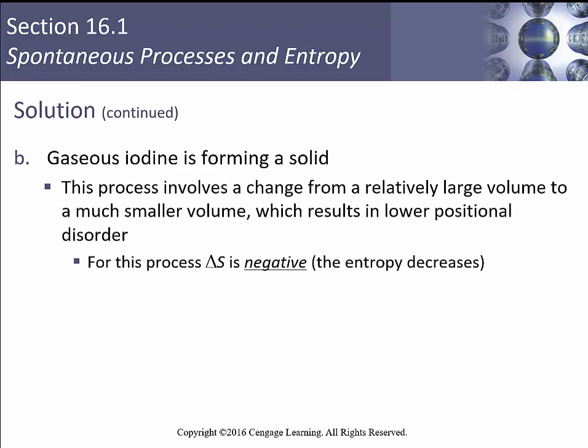Our gaseous iodine forming a solid. We're starting off as a gas. We're going into a solid. Our volume has decreased. Our number of positions that it can occupy has reduced. So it's got a lower positional entropy. Our delta S is negative. Our entropy will decrease.